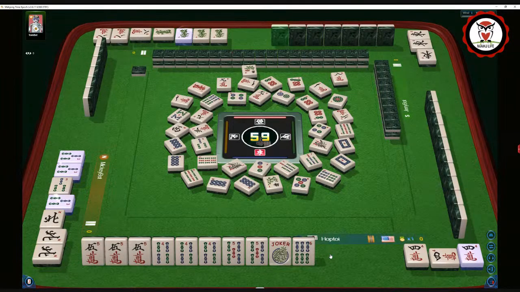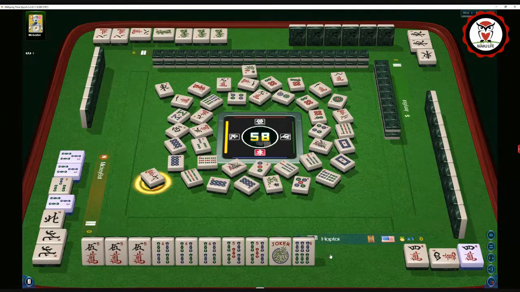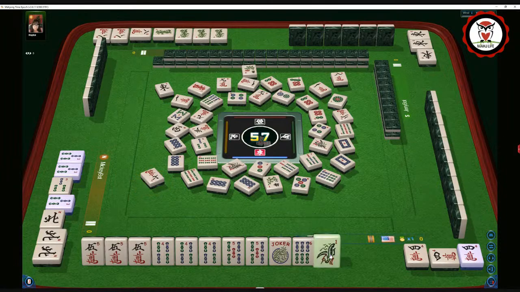Okay, so there are four jokers up for grabs right now. The four crack, three green bam, dragon. Oh, they just got the green dragon. So now there are three jokers up for grabs at the moment.